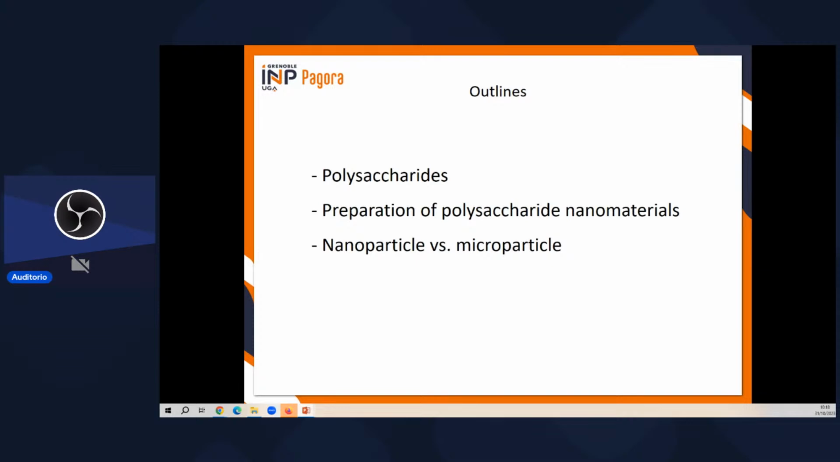So regarding my presentation today, there are three main topics. First, I will briefly introduce polysaccharide, but you probably already know. The preparation of nanomaterials from this polysaccharide and the difference that results from the change in the scale of the material from the micro scale to the nano scale. And of course, it results in new applications.